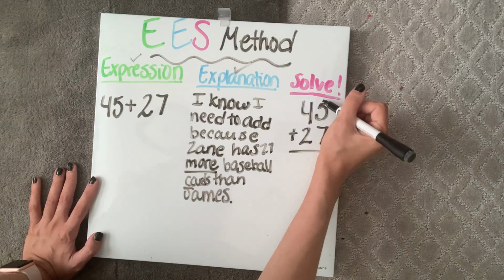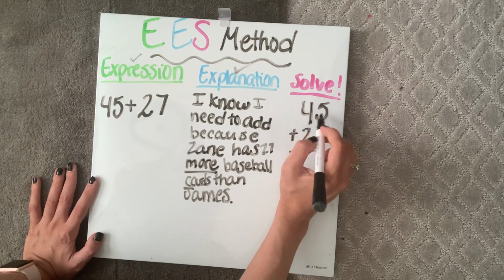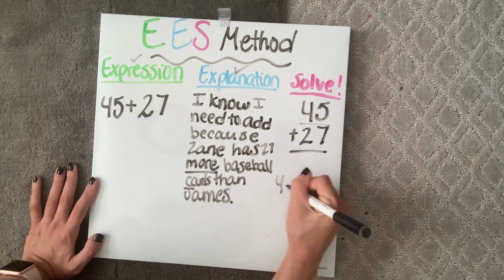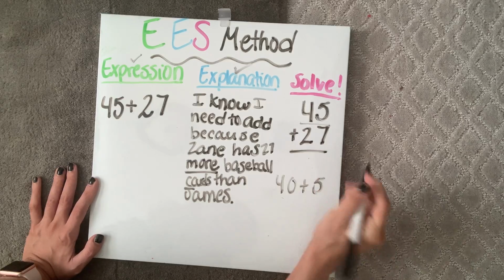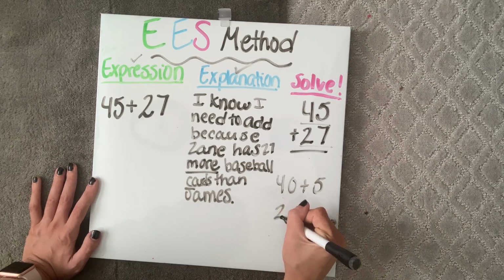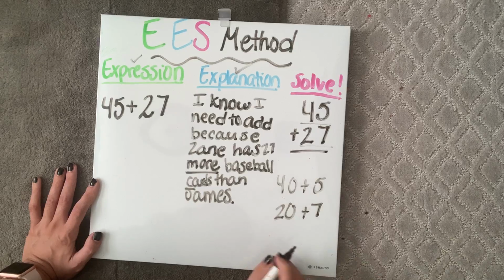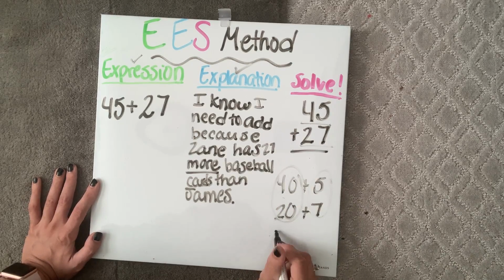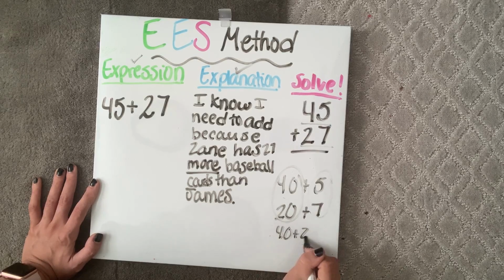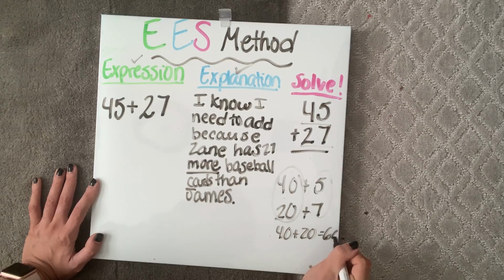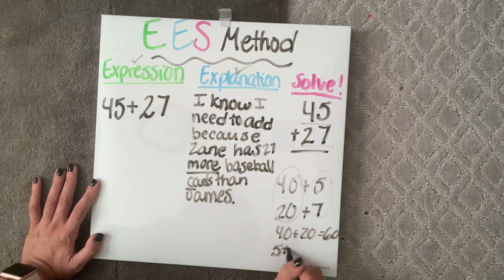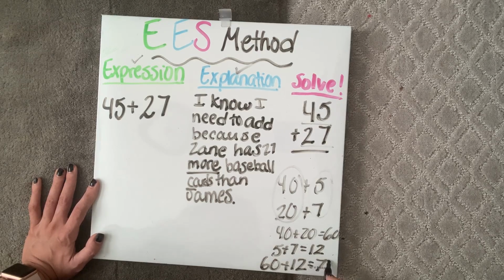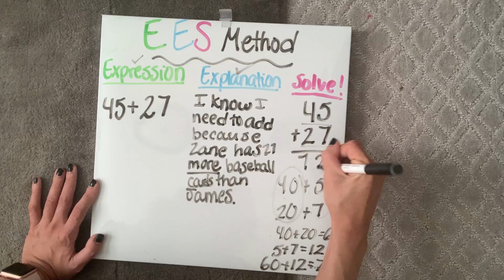I'm going to go ahead and look at my numbers. 45, I know that's 40 plus 5. And 27, I know that that's 20 plus 7. And now I'm going to add my ones and I'm going to add my tens. So 40 plus 20 is 60. 5 plus 7 is 12. So then I'm going to add 60 plus 12 and I get 72.